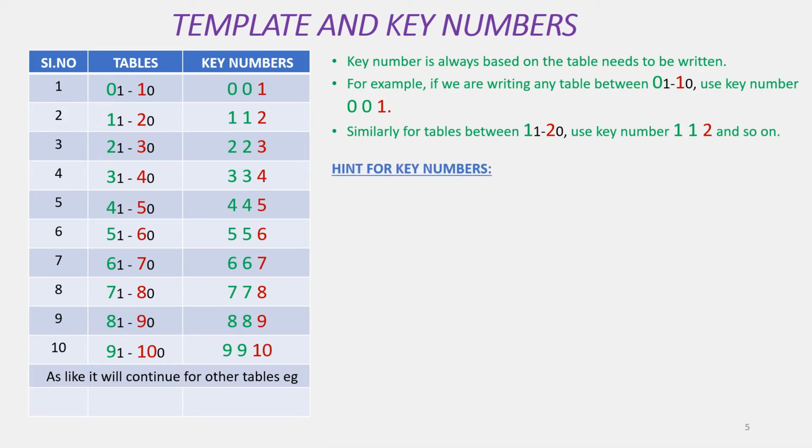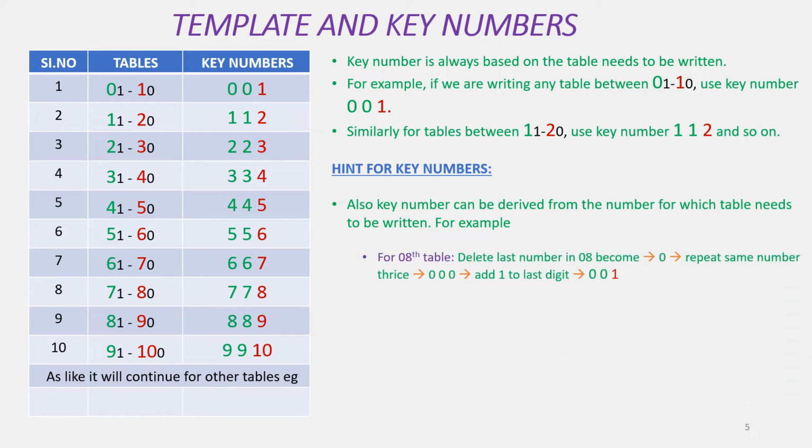These key numbers can be derived from the table we are writing. For example, if we are writing the 8th table, delete the last digit in 8 and it becomes 0. Repeat the same number thrice, becomes 0, 0, 0, and add 1 to the last digit, becomes 0, 0, 1. So the key number for the 8th table is 0, 0, 1.